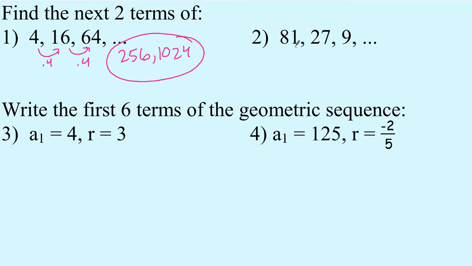For the second example, notice we're going from 81 to 27, so we are dividing by 3 every single time. So how do we write that as an r? We wouldn't say we're multiplying by 3. Instead of saying divide by 3, we would say multiply by 1/3. So that would be your r. Don't write it the other way. So for this one, r is 1/3. So to go from 9 to the next term, we multiply by 1/3. So we would get 3 and then 1.